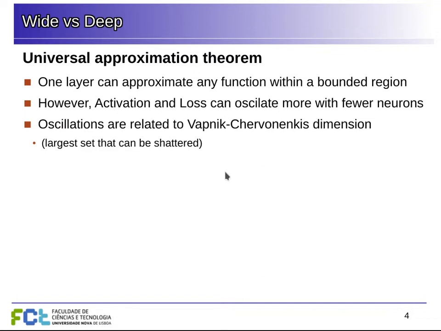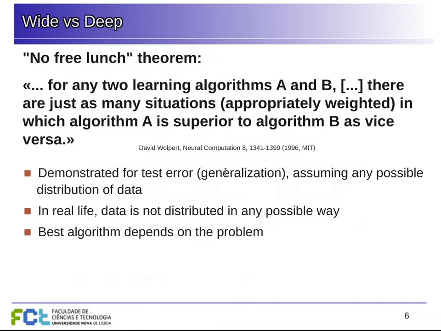What happens in practice is that although we can use a single hidden layer to approximate any function arbitrarily, if we stack hidden layers, we can get more oscillations and we can increase the Vapnik-Chervonenkis dimension without having a large number of neurons. So we can actually use fewer neurons with a deep model than we would need to do the equivalent task with a single hidden layer. And that helps because we do not need as much data to train the model and so on.